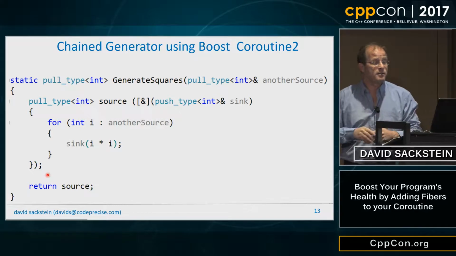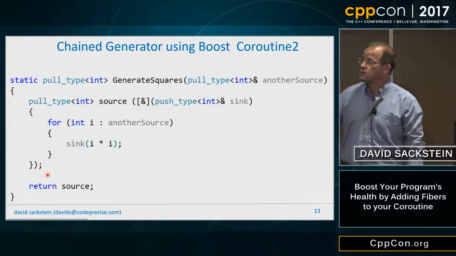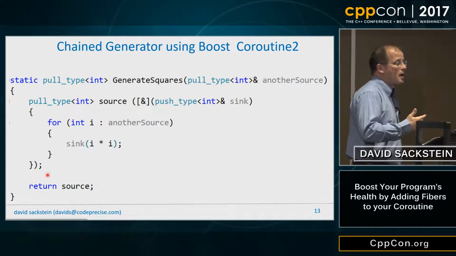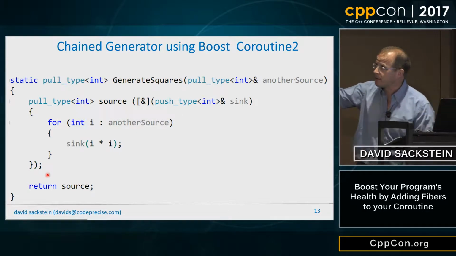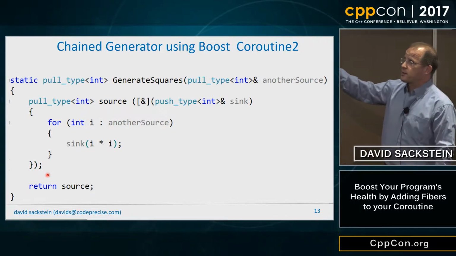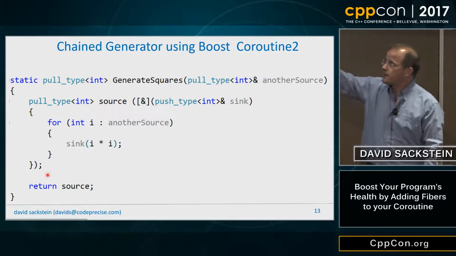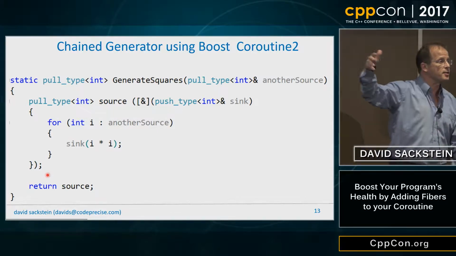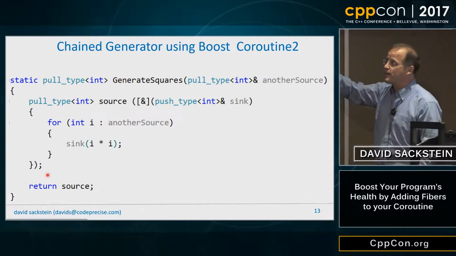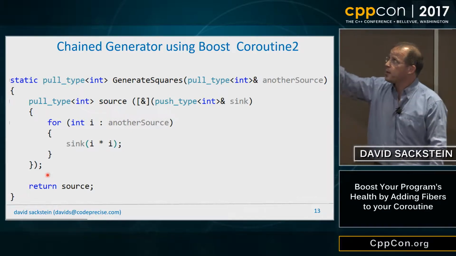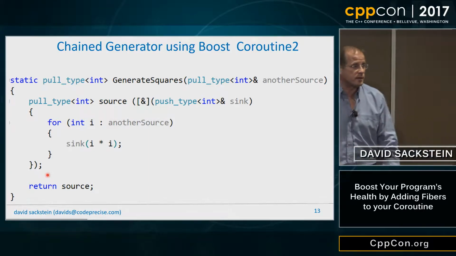So here is a chained generator using the Boost Coroutine library. Here we have a new generator called generate squares, using the same pattern, again, whereby it creates an object that takes a lambda. And that lambda, as you can see, takes an implicitly created sync object, which is a push type. But you can also see that it can capture by reference a parameter that was passed in, which is another generator.